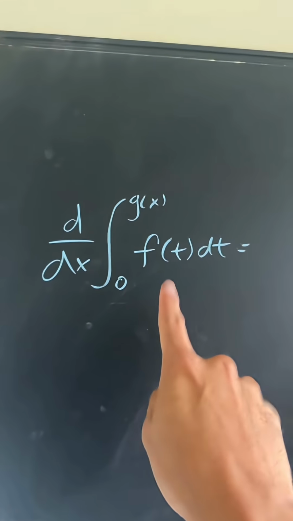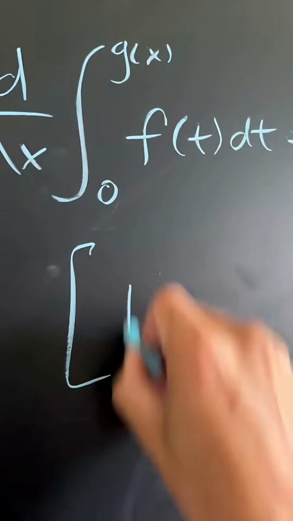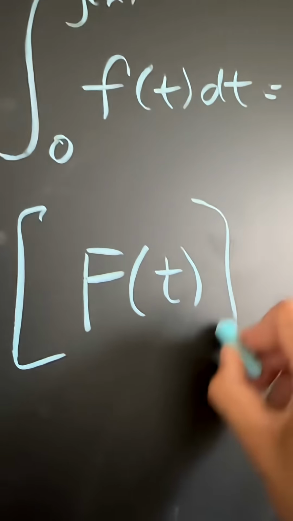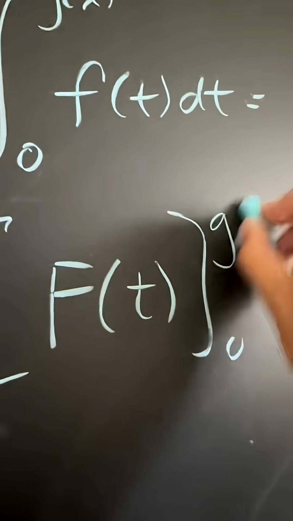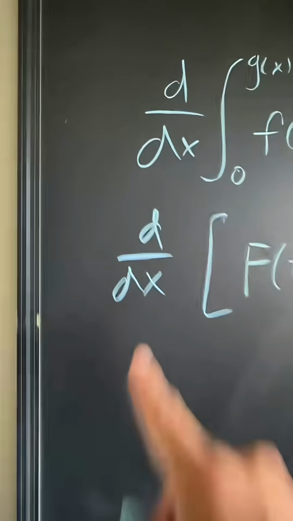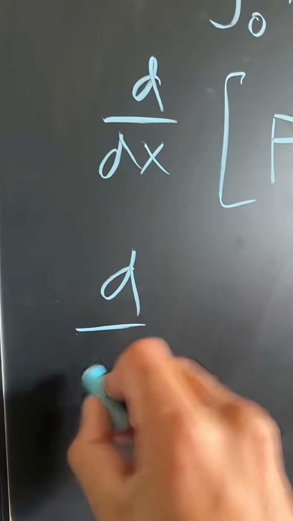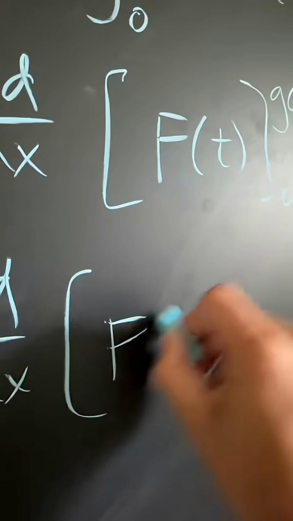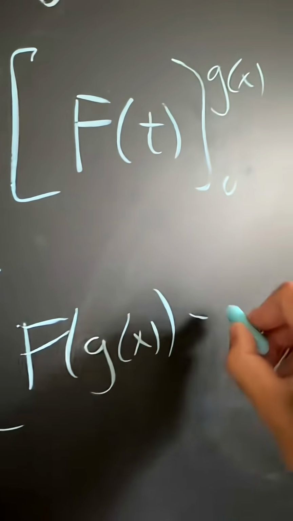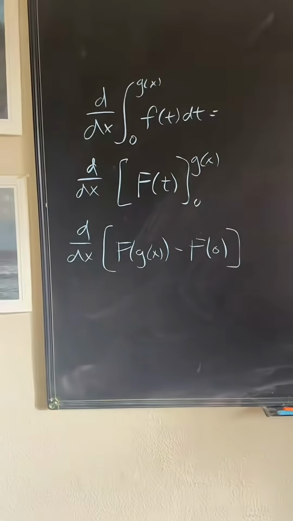Well, if we wanted to take the integral of this, remember, this is simply the antiderivative. So that's going to be capital F of t, and then you have to evaluate from 0 to g of x. What we're doing here is implementing the first fundamental theorem of calculus. We still have this derivative on this side. Well, you're going to go ahead and plug in g of x. So you have the derivative of capital F of g of x minus capital F of 0. And now we're instructed to take the derivative of this.